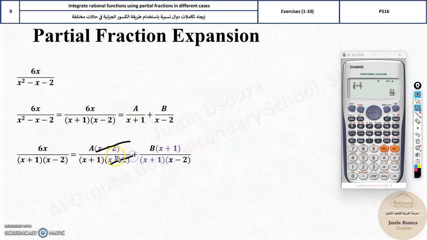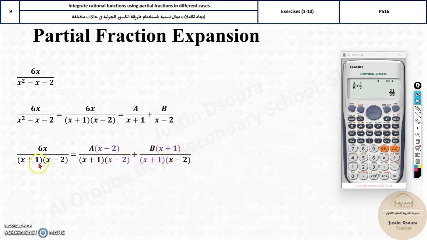This cancels and it's 1. This is the same thing. You're just manipulating over here and multiplying the factor which is not there, that is x minus 2 divided by x minus 2, and b times x plus 1 divided by x plus 1. You can see we have just multiplied the unknown factors.